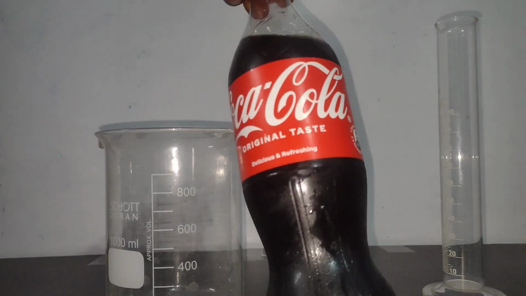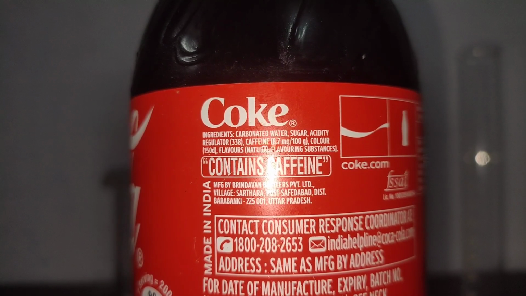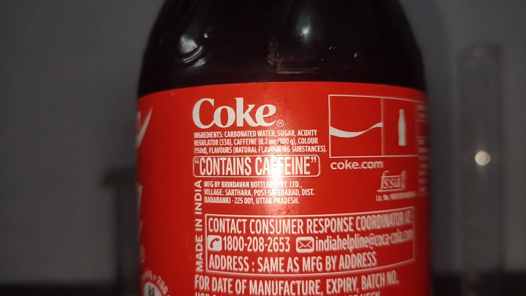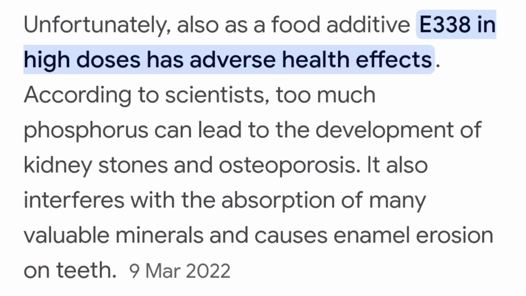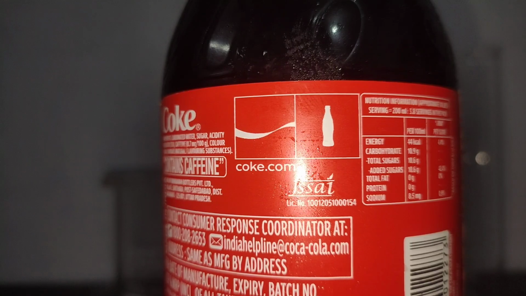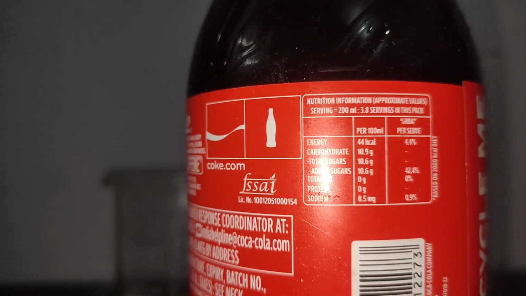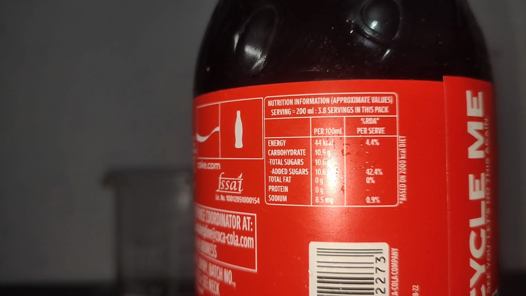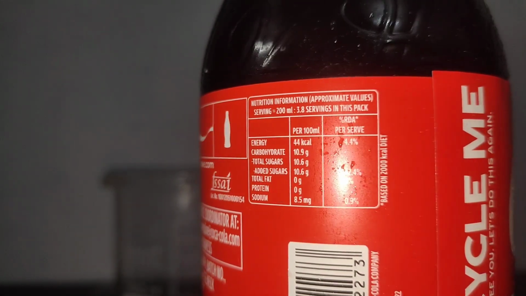So over here I have a bottle of Coca-Cola, and when I see the ingredient list, it says it had acidity regulator 338. So I searched on Google to find what is acidity regulator 338. So I got this on Google. You can see that there is a FSSAI mark also on this bottle, and when I saw the information list, nowhere does it mention phosphorus.